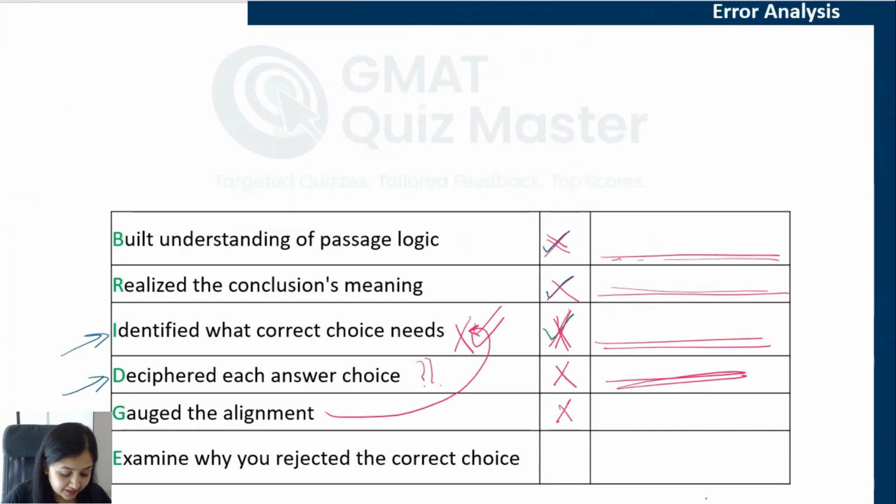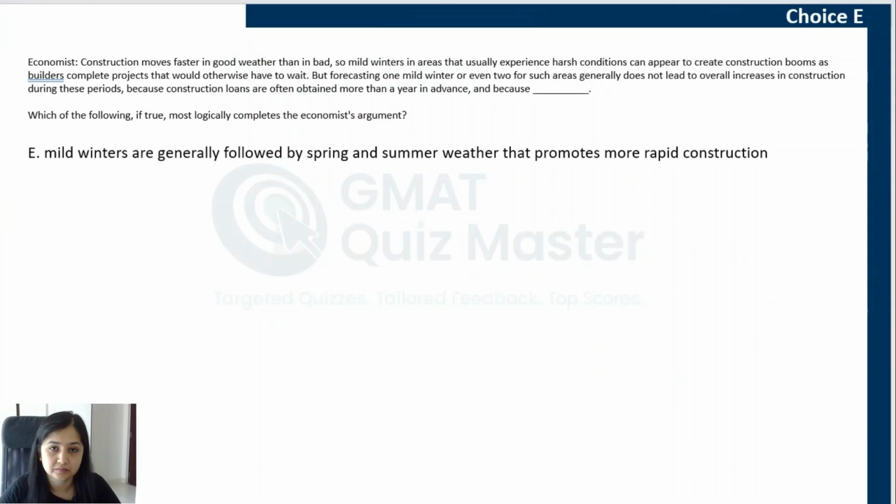Now, if you rejected this answer choice, you need to understand why you rejected this. What was the problem? What did you miss? Did you not understand it correctly? Did you not know what the correct answer choice needs to convey? First of all, that is already there. And again, did you not interpret it properly, or did you not gauge the alignment? Did you not see that it actually conveys what the correct answer choice needs to convey? With that, let's move to choice E.